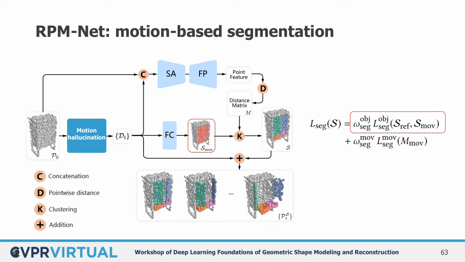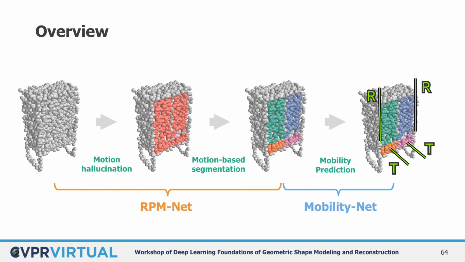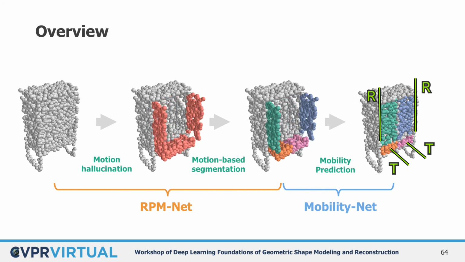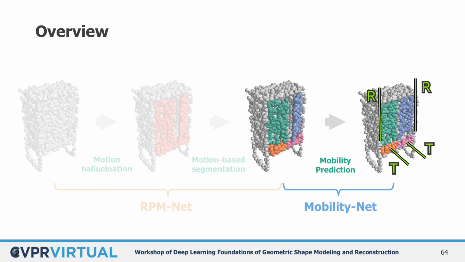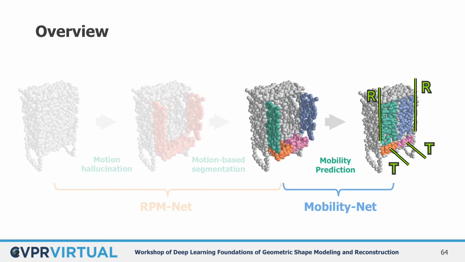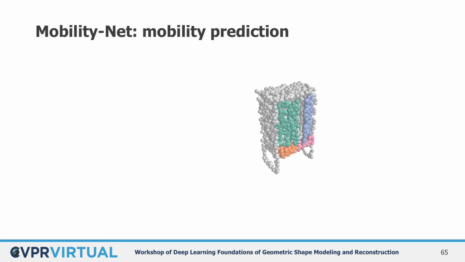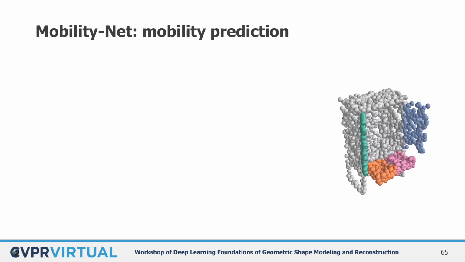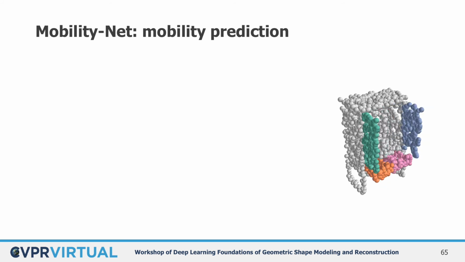Now, with the predicted motion and segmentation, we can use the second network, MobilityNet, to estimate the mobility parameters to describe the motion. The input for mobility prediction is the segmented motion sequence, which can be considered as a combination of the input point cloud, part segmentation, and the motion displacement set. Since the part motion is independent, we predict the mobility for each part separately.